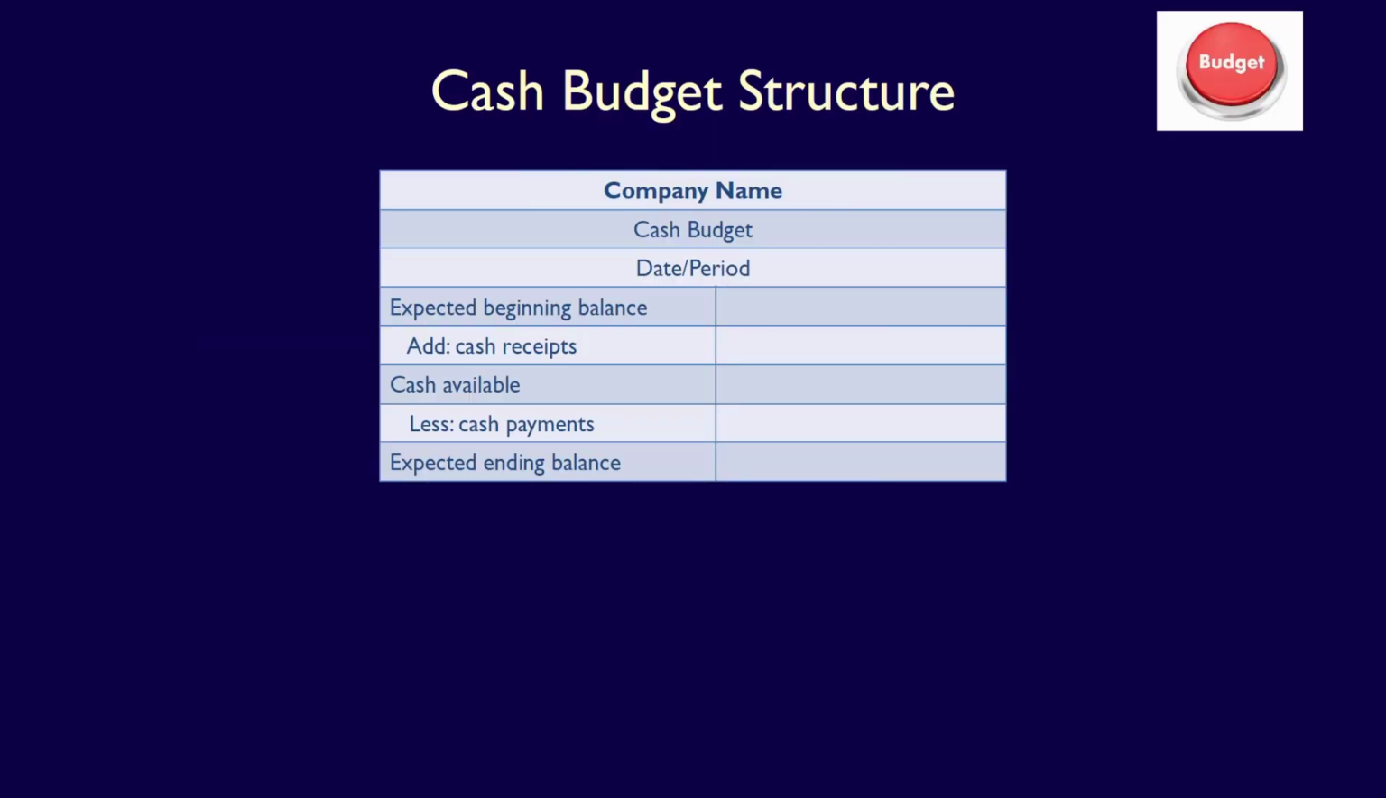I've already introduced you to the basic structure of the cash budget. We begin with the opening balance for cash, add in the cash receipts to determine the cash available. We then deduct the cash payments to determine the ending cash balance. Let's complete the cash budget using the Grapman Manufacturing example.